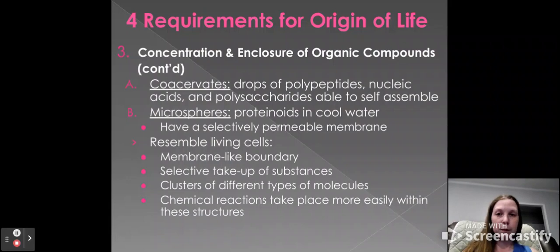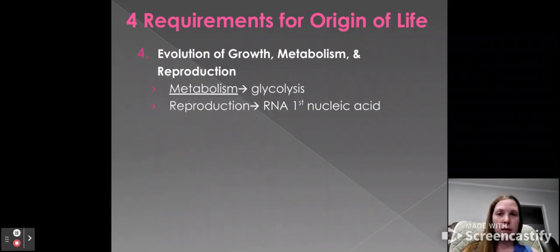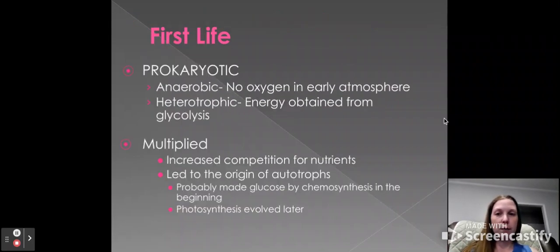And then the last requirement for the origin of life is evolution of growth, metabolism, and reproduction. Remember, metabolism, which we learned way back when, happens through glycolysis, and reproduction goes to the first nucleic acid, RNA. So the first life on the earth were prokaryotic. These were anaerobic, which means they did not need oxygen, which is good because our environment did not have oxygen in the atmosphere. And then heterotrophic, so they obtained energy through glycolysis.